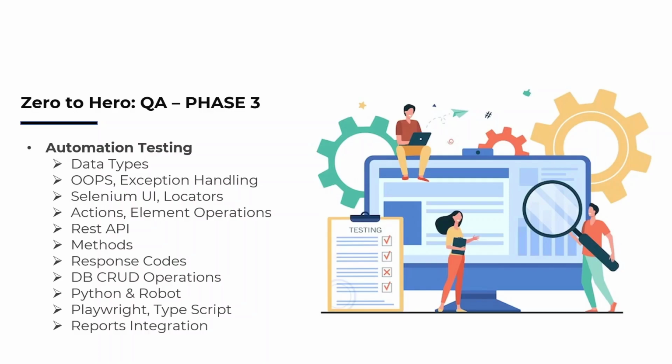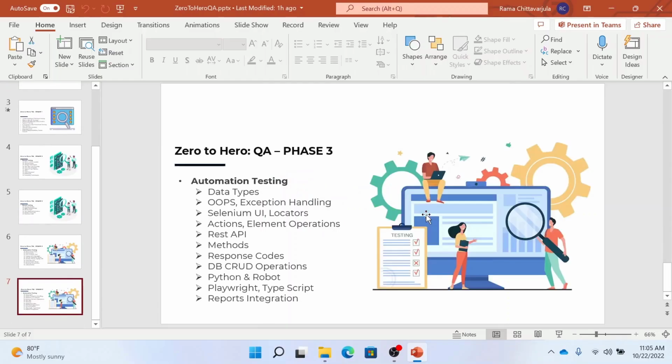Similarly, report integrations. Once you are done with your automation, let's see again Extent reports or HTML reports or XML reports, how we need to showcase. This is what again at high level we are going to discuss as part of our automation. This is the complete criteria.